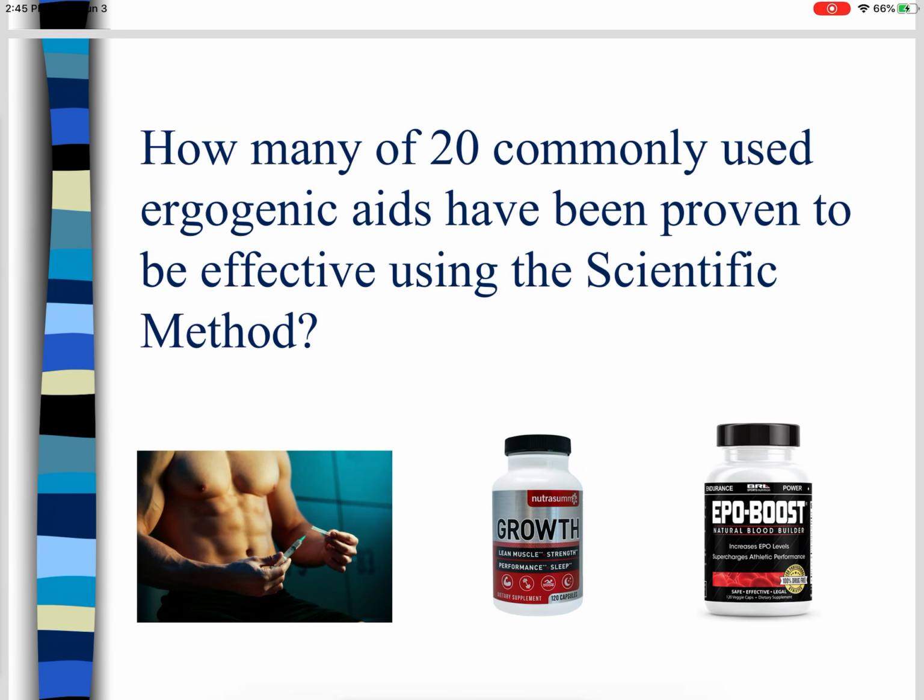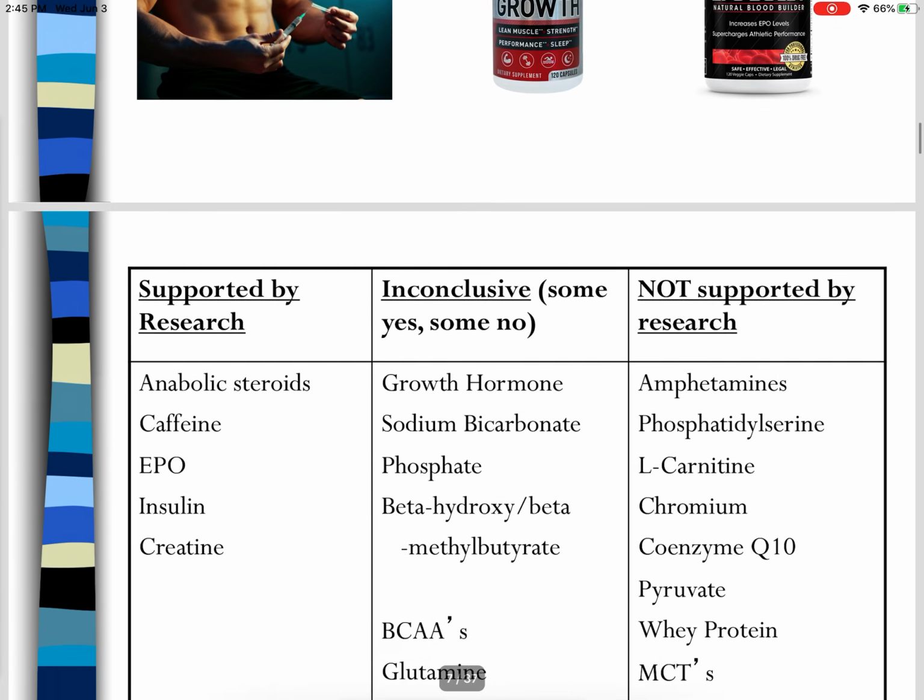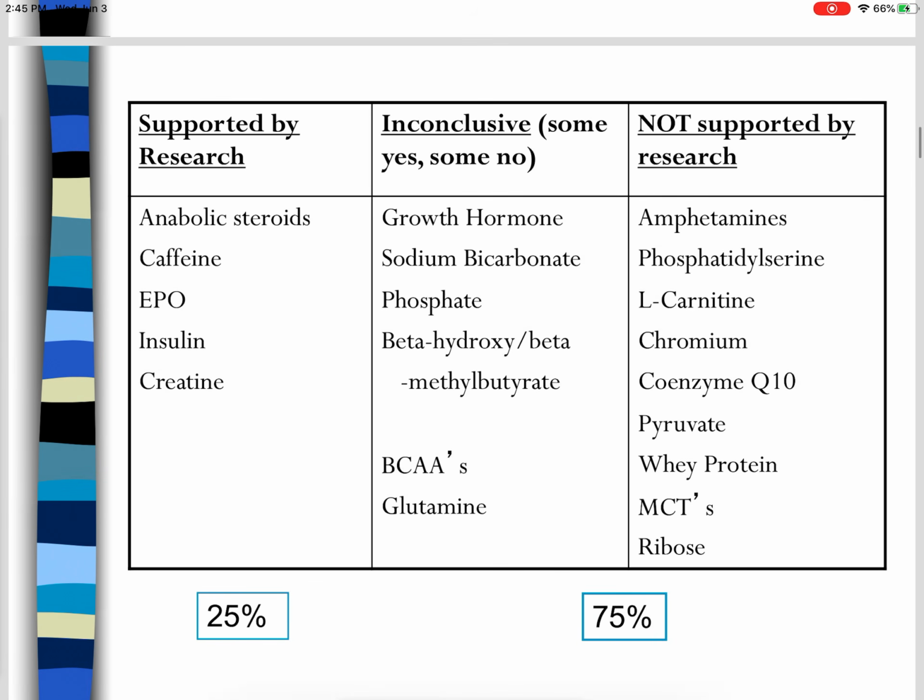And of course, scientific research uses a scientific method. I don't mean that your buddy at the gym said it worked. I mean that there was a scientific study. Some people got the growth hormone, some people didn't. We had them do the same thing and we compare the results. So how many out of 20? Imagine the Jeopardy music playing in the background. I'll tell you how many.